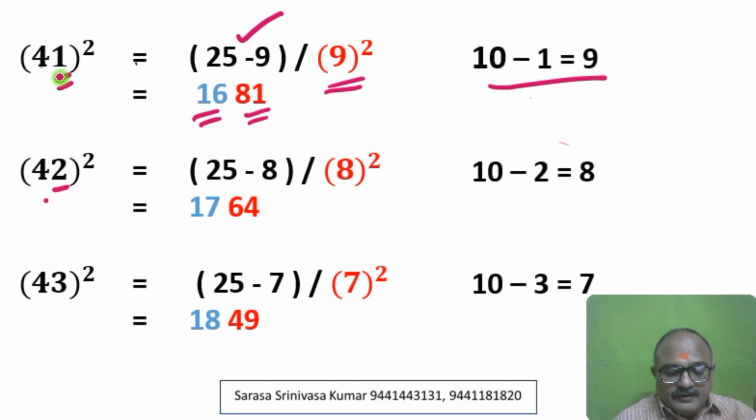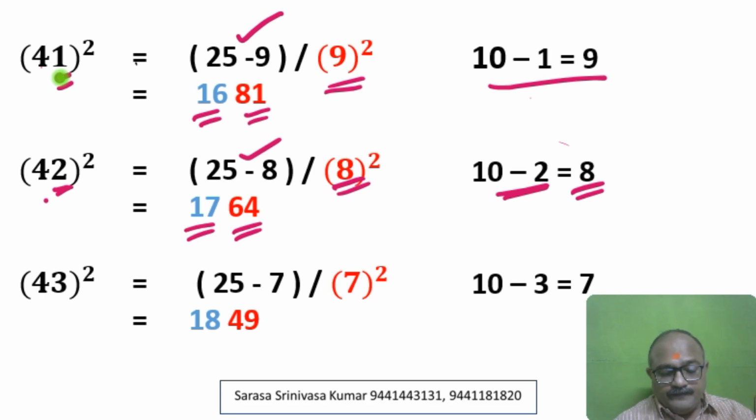42 square, units digit is 2. 10 minus 2 is 8. 8 square, 64. 25 minus 8, 17. 42 square is equal to 1764.